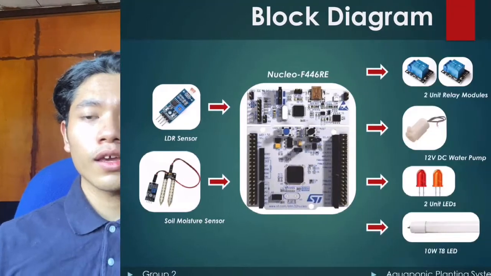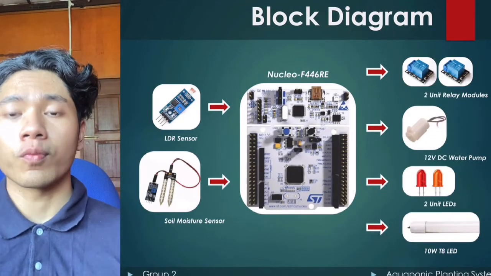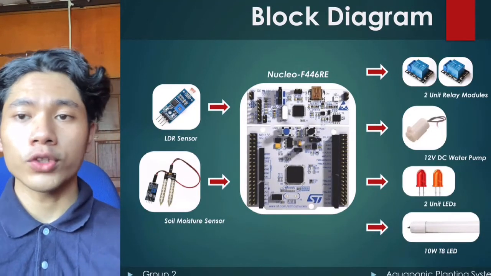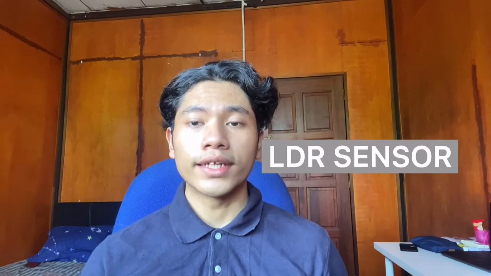This is the block diagram for our project. The inputs for our project are an LDR sensor and a soil moisture sensor. Both sensors digitally send their input to the Nucleo board. The LDR sensor will detect the presence of sunlight. So when there is no sunlight, it will turn on the bulb to act as an artificial source of light. The soil moisture sensor will monitor the condition of the soil.